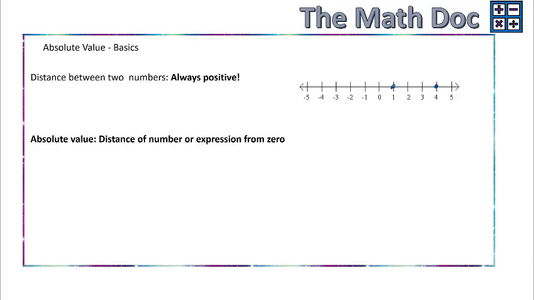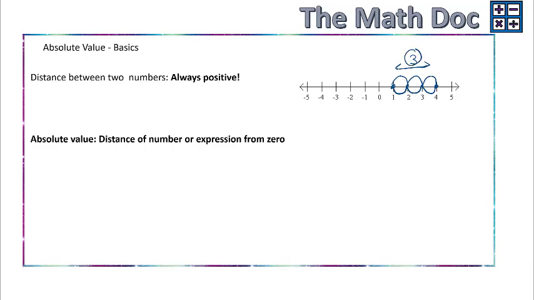Okay, and let's do the easy thing and count steps. We have 1, 2, 3. The distance here is 3. We can also go backwards again and count 1, 2, 3. So the distance here is 3.